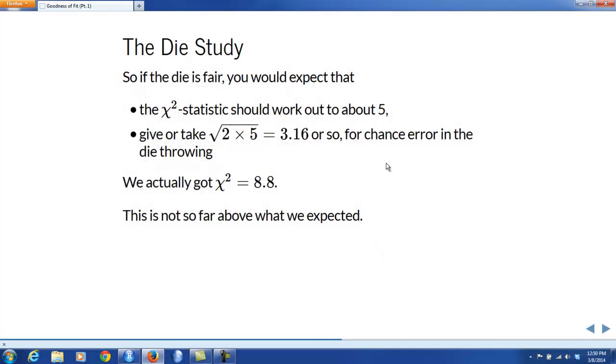Now let's think about expected value and standard deviation. We now know that if the die is fair, then you could expect that the chi-square statistic should work out to be around 5, give or take the square root of 2 times 5. That's about 3.16. So if the die is fair, we're expecting the chi-square statistic would have come out to be about 5, give or take 3 or so. We actually got that chi-square was 8.8. This really isn't so far above what we expected.